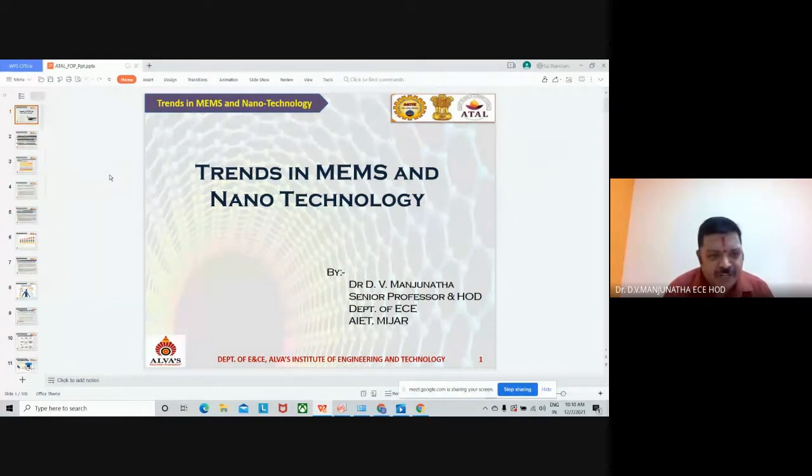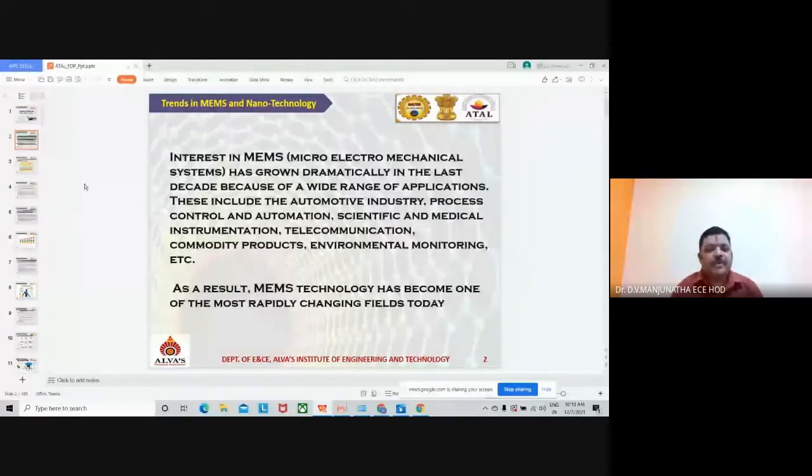I have taken this part, introduction to MEMS. So I'll be going through these slides. Interest in MEMS, micro electromechanical systems, has grown dramatically in the last decade because of the wide range of applications. These include automotive industry, process control, automation, scientific and medical instrumentation, telecommunication, commodity products, environmental monitoring, etc. As a result, MEMS technology has become one of the most rapidly changing fields.